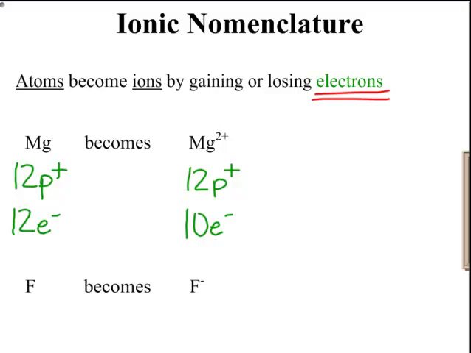What about our second example of fluorine? A fluorine atom and a fluoride ion must have 9 protons, otherwise it's no longer fluorine. The difference is how many electrons. A fluorine atom has the same number of electrons as protons, so 9. When F becomes a -1 ion, it has to change the number of electrons. So this time it gains 1 negative electron to become a -1 ion.